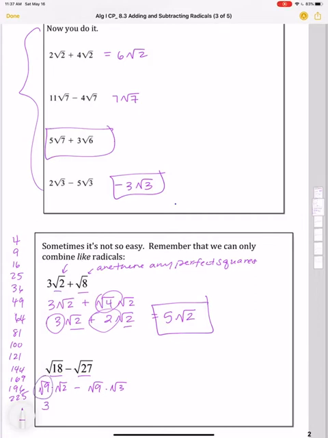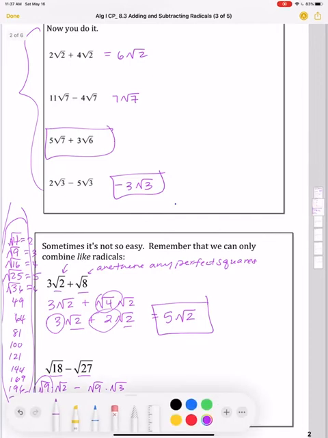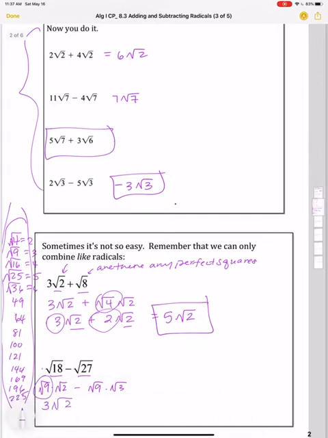If it's any of the numbers in this list, the square root of this is 2. The square root of this is 3. The square root of this is 4. The square root of this is 5. The square root of this is 6. Those don't have square roots around them. So I've got 3 root 2 minus 3 root 3. Now those are not the same, so we can't add them, so this would be our final answer.